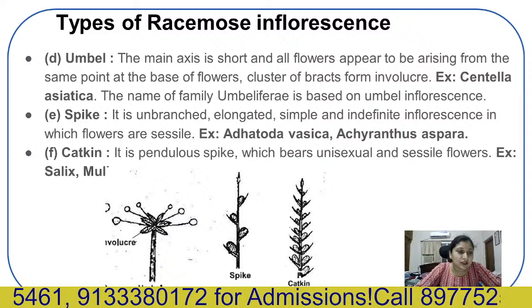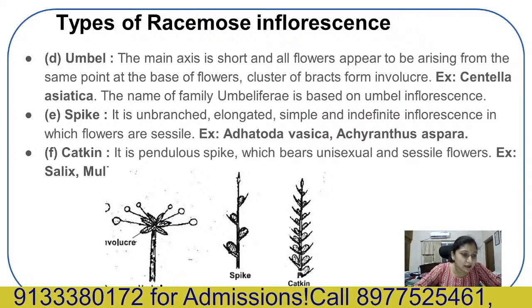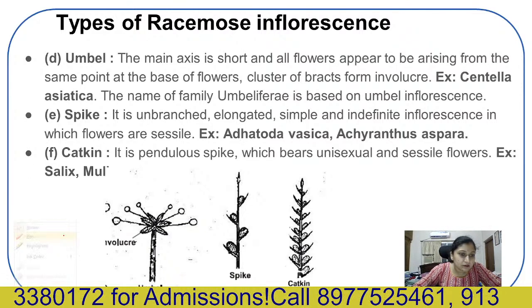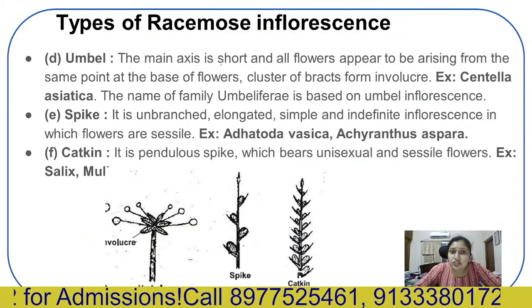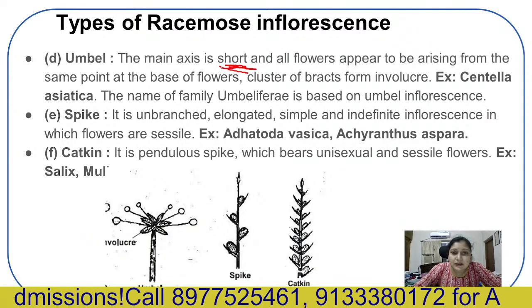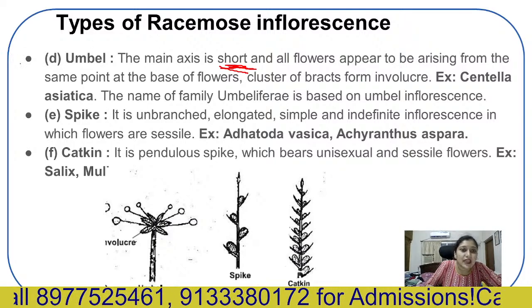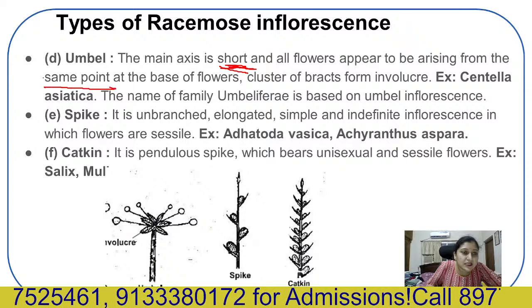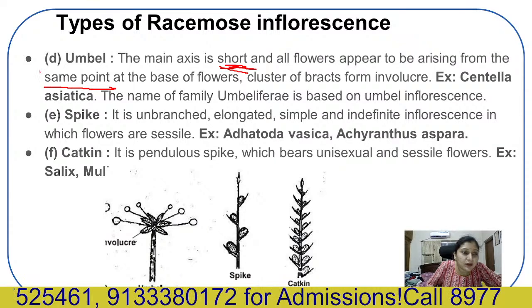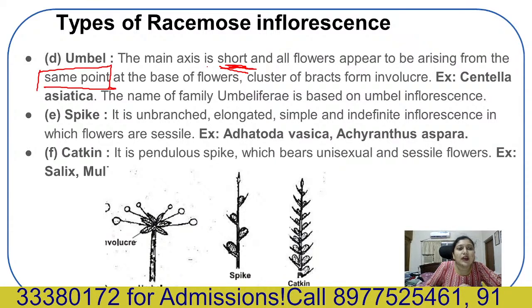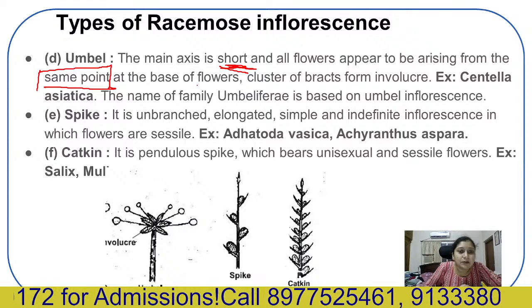The fourth type of racemose is umbel. The main axis is short and all the flowers appear to be arising from the same point. If they are arising from the same point, mark this point, this is called umbel.